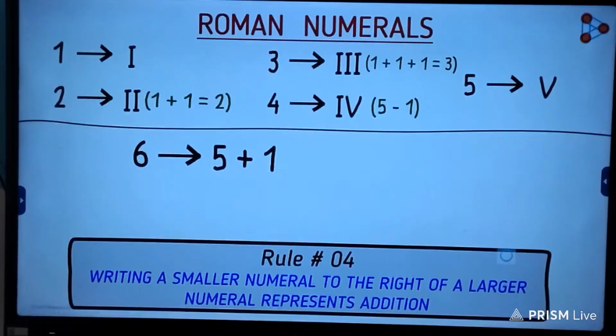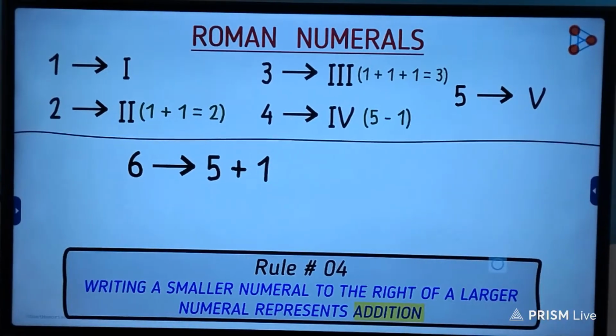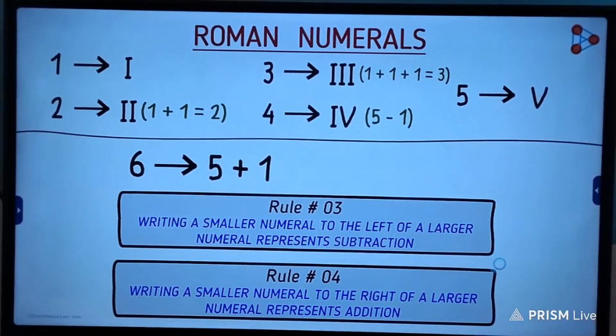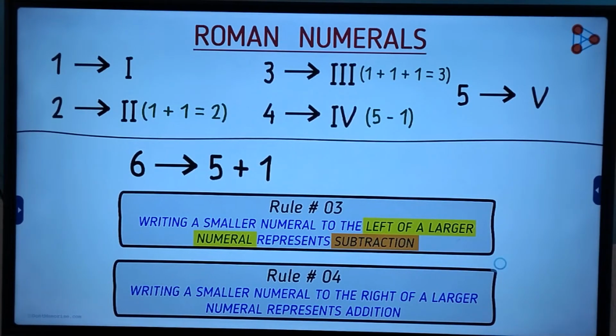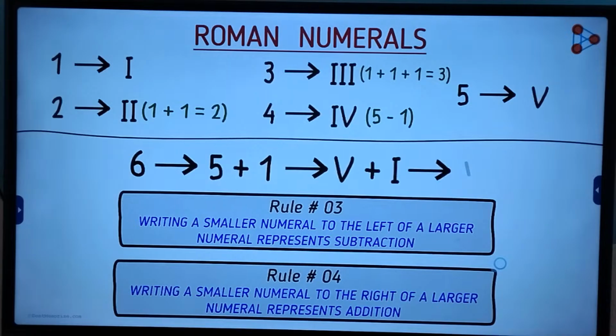Numerals that decrease from left to right represent addition to the numbers. Simple, isn't it? When we write a smaller numeral to the left of a larger number, we subtract. And when we write a smaller number to the right of a larger numeral, we add. It means writing the numeral 1 to the right of a numeral 5 will represent 5 plus 1, which equals 6. So we get the Roman numeral for 6 as this.